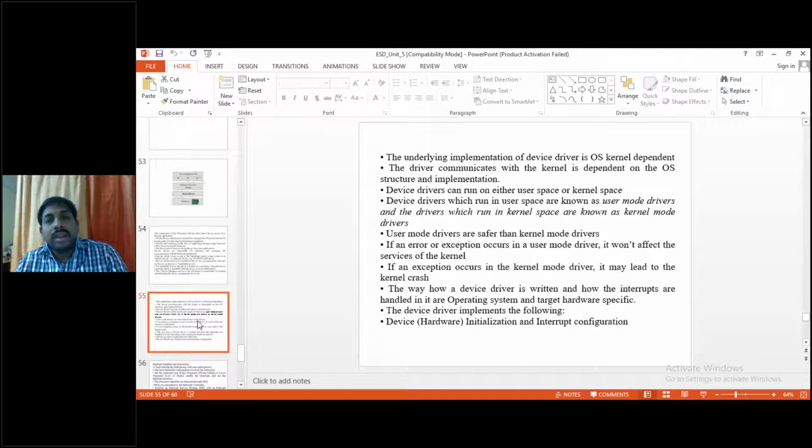Device drivers can run in either user space or kernel space. If they run in the user space, they are called user drivers. If they run in the kernel space, they are called kernel drivers. User mode drivers are safe compared to kernel drivers. If an error or exception occurs in the user space, you can affect only those services of the kernel. But if it occurs in a kernel mode driver, the entire kernel will crash.